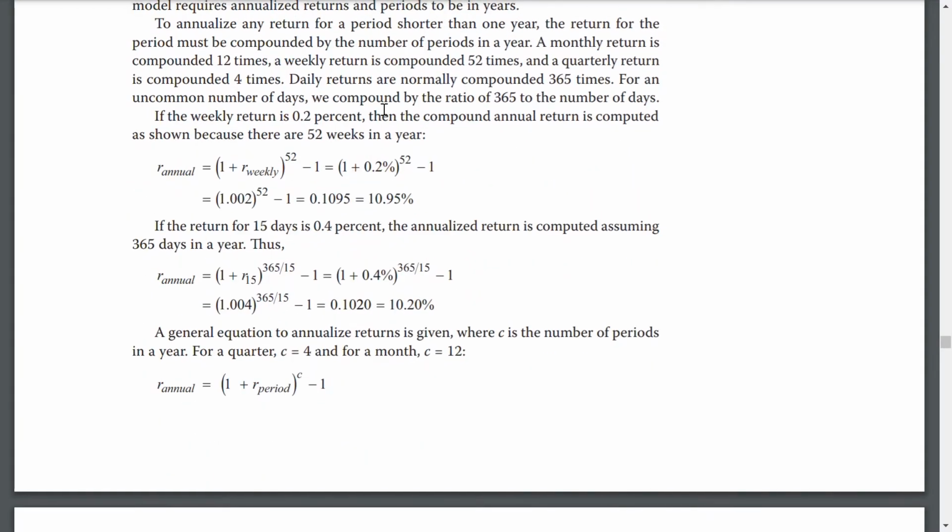To analyze any return for a period shorter than 1 year, the return for the period must be compounded by the number of periods in a year. Monthly returns are compounded 12 times, weekly returns compounded 52 times, and quarterly returns compounded 4 times. Daily returns are normally compounded 365 times. For an uncommon number of days, we compute the ratio of 365 to the number of days.